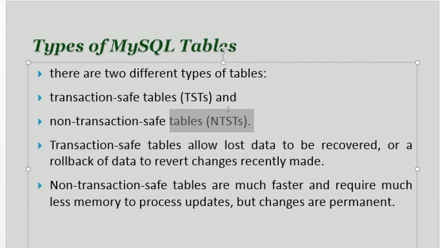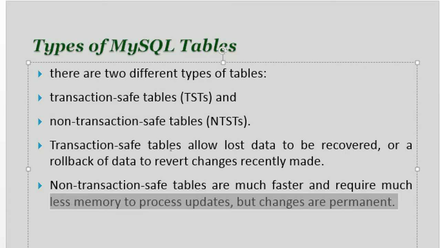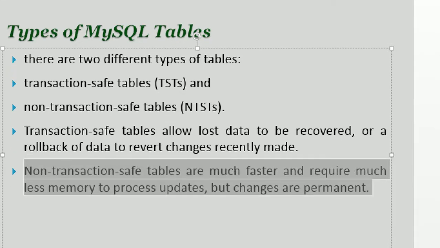The second table is non-transaction safe tables. What are they? They are much faster and they require very little memory. But the problem is their changes are permanent. Once you lose the data, you cannot recover it. Is it clear? But once you lose the data in transaction safe tables, you can recover it. If you are using non-transaction tables, you cannot recover the data.